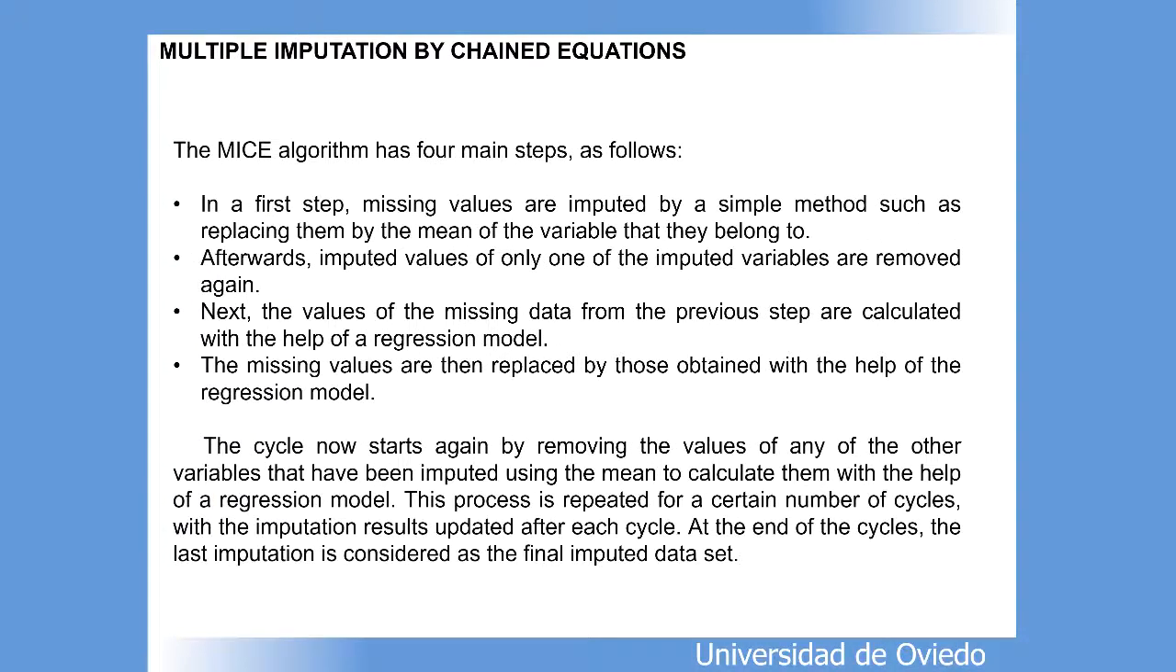This method has 4 main steps that are as follows. In a first step, missing values are imputed by a simple method such as replacing them by the mean of the variable that they belong to. Afterwards, imputed values of only one of the imputed variables are removed again. Next, the values of the missing data from the previous step are calculated with the help of a regression model. Finally, the missing values are then replaced with those obtained with the help of the regression model. This cycle is repeated several times.